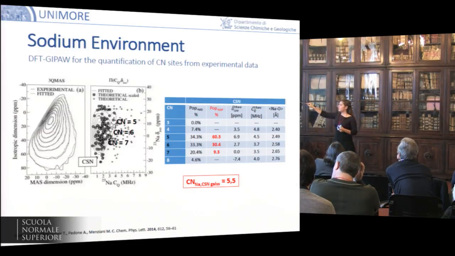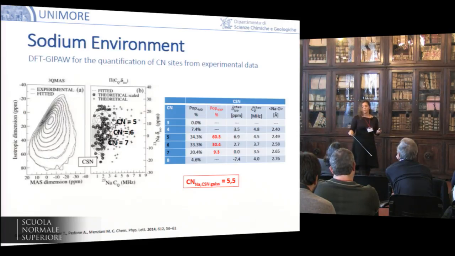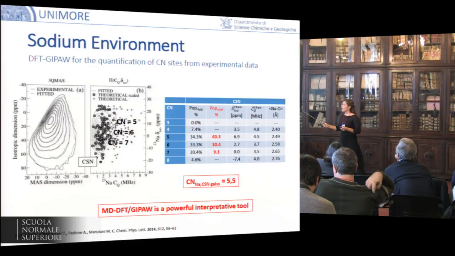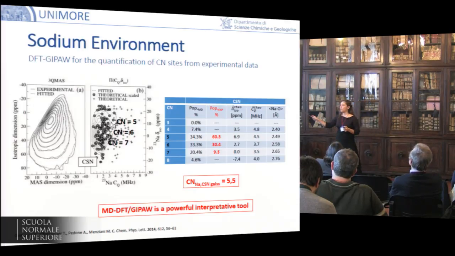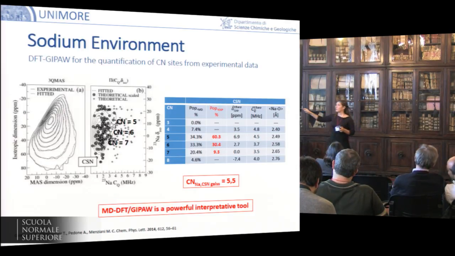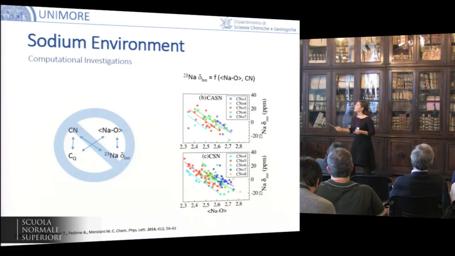And what we could calculate was the average coordination number of sodium in this kind of sample, which was 5.5. Again, in good agreement with previous experimental works on glasses. And what I want to point out is that the molecular dynamics model provided a value of 5.6. So there is a good agreement. And this means that the DFT-GIPAW calculations are very powerful to interpret spectra and to get information that is almost impossible to get from an experimental point of view alone.